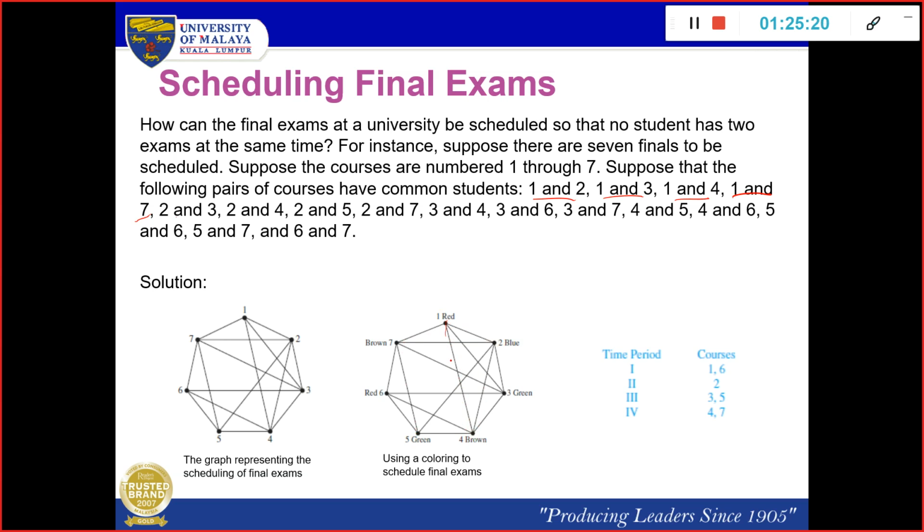Okay, so this is the time period. Time period 1, maybe Wednesday, you can put courses 1 and 6. Time period 2, only 2. Time period 3, like Friday, you can put 3 and 5 together. And 4, like 4 and 7, something like that. That is one way of scheduling your final exams.